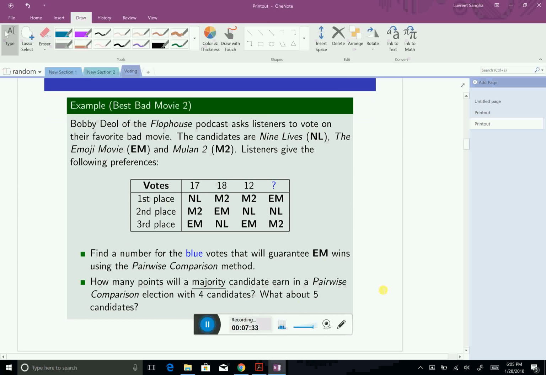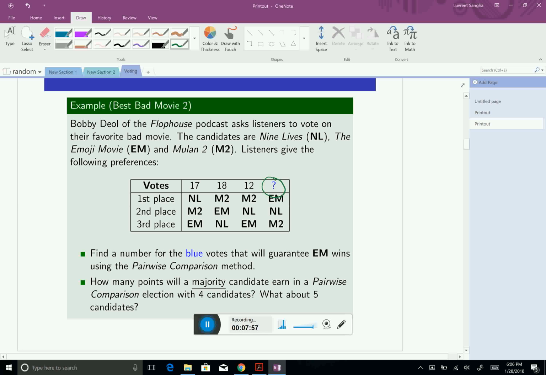Okay, so I want to look at an example. It's an example that we've looked at before where there's listeners who are voting on their favorite bad movie, and there's 3 choices. There's 9 Lives, which is going to be NL. There's the Emoji Movie, which is going to be EM. And there's Mulan 2, which is going to be M2. So we have this preference schedule, except we don't know the number of votes in this last column.